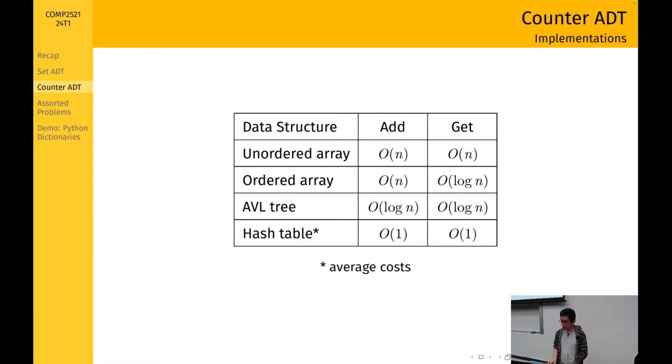So we've covered the set ADT, we've covered the counter ADT. Now the counter ADT is also called a multiset. Right? In maths, a multiset is just a set except it allows duplicate items. So each item has a count. So we just pretty much implemented some operations of a multiset.